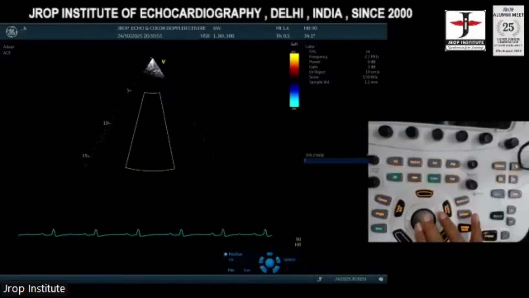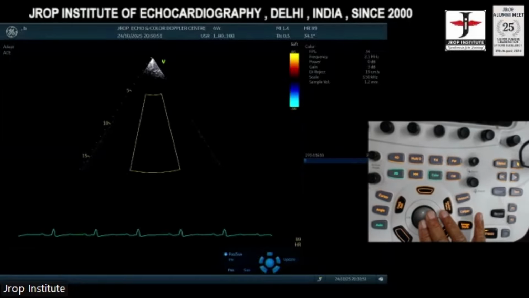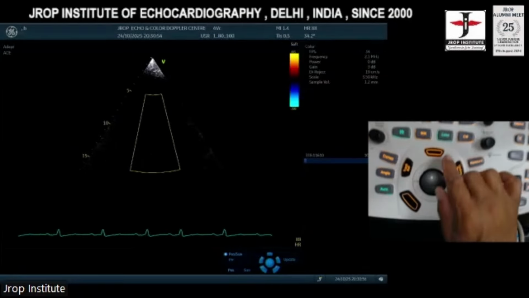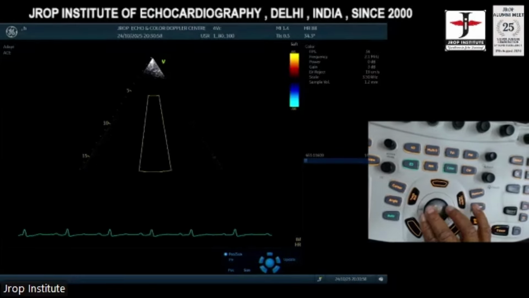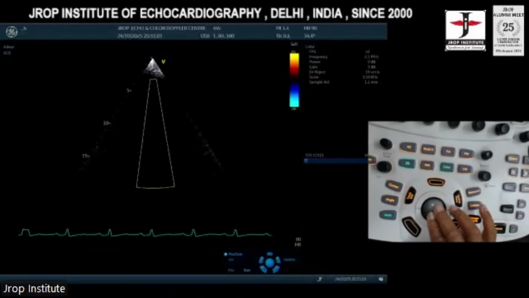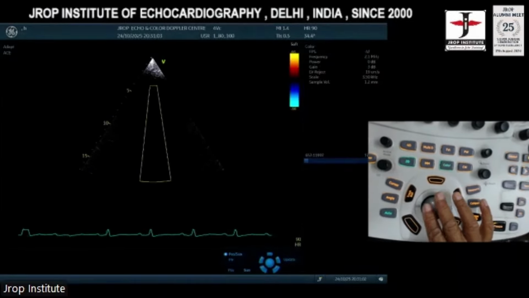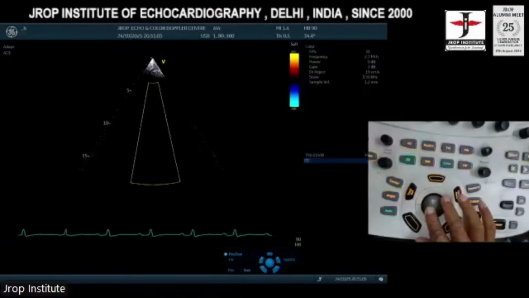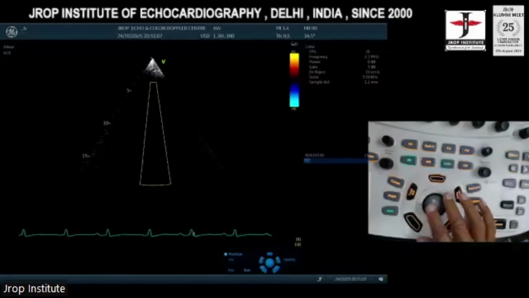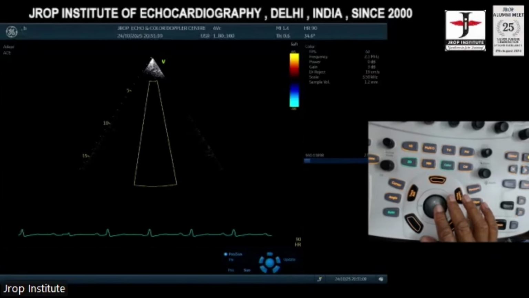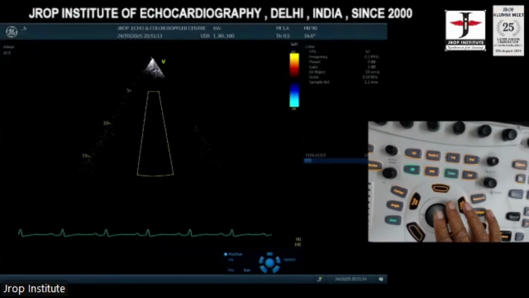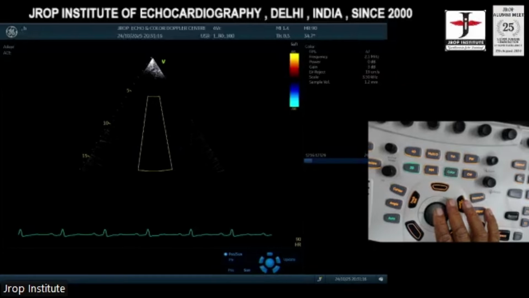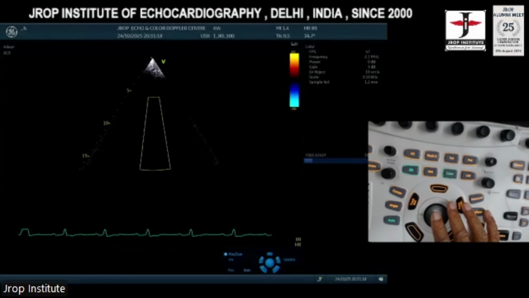Then reduce, this is movement of the box. And in this machine, in this knob, you can press and you can reduce the size of this box and elongate it by scrolling. And a smaller box will give you a high frame rate. So a machine should have at least 50 frame rates once you are doing a color Doppler echo.